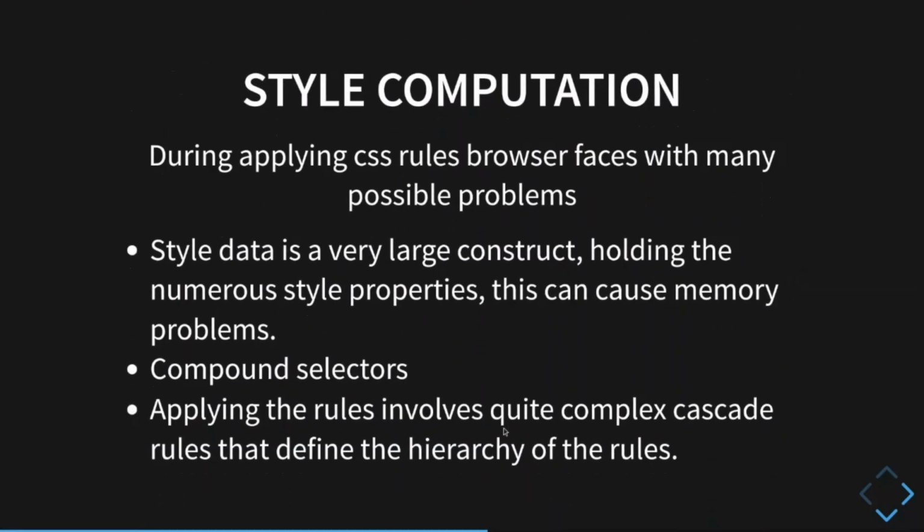Style computation. Building the render tree requires calculating the visual properties of each render object. This is done by calculating the style properties of each element. The browser faces many difficulties. Style data is a very large construct, holding the numerous style properties, which can cause memory problems. Finding the matching rules for each element can cause performance issues. Applying the rules involves quite complex cascade rules that define the hierarchy of the rules.